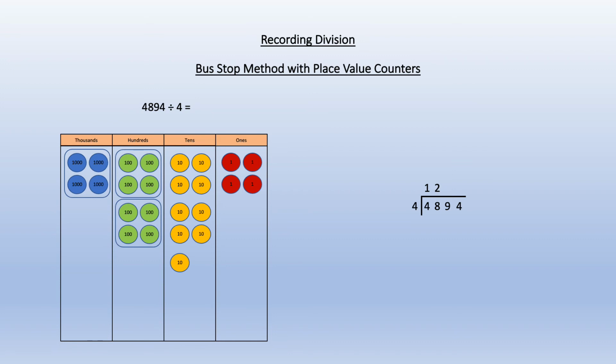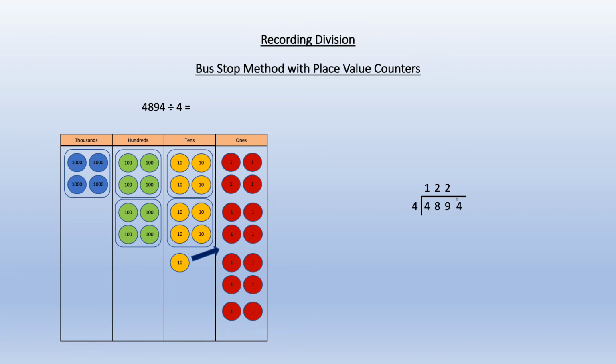There are 2 groups of 4 in the hundreds column and we circle those, putting a 2 into the relevant position on the bus stop. There are again 2 groups of 4 in the tens column, so we circle these and record the 2 in the bus stop. And you can see that there is 1 remaining 10 left over. So the remaining 10 is transferred to the ones column, adding 10 red counters. And we also note the carried 1 in the bus stop by the 4.